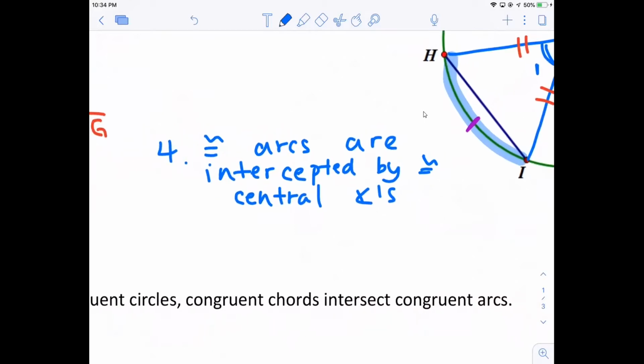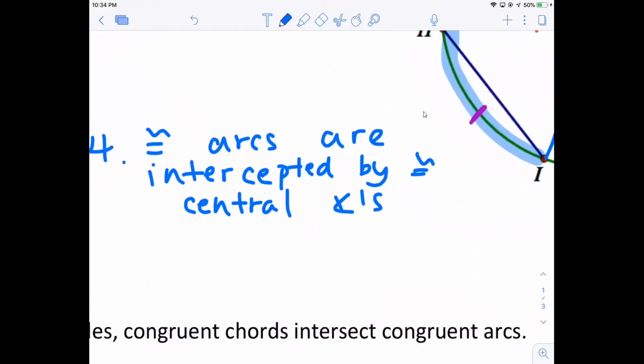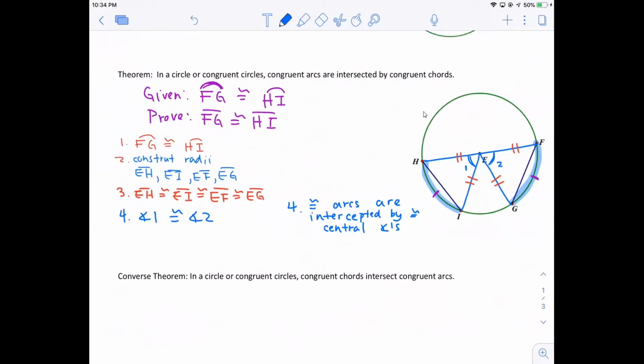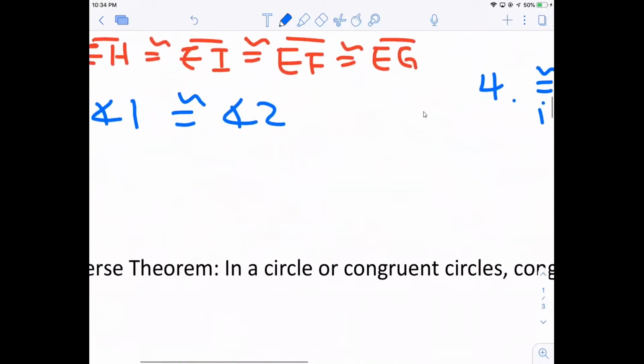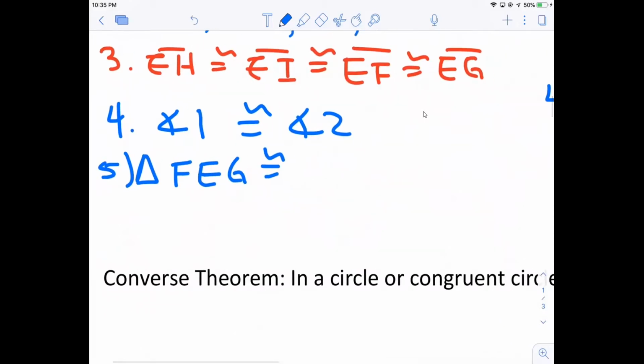I think we actually went the other way on Wednesday. We said the converse statement, but of course this is also true. So I think on Wednesday we showed that if we had congruent central angles, then those form congruent arcs. Of course, vice versa, that's fine. So congruent arcs are intercepted by congruent central angles. And now I can say those two triangles are congruent. Name them by their corresponding parts. So I'm going to say triangle FEG is congruent to triangle HEI.